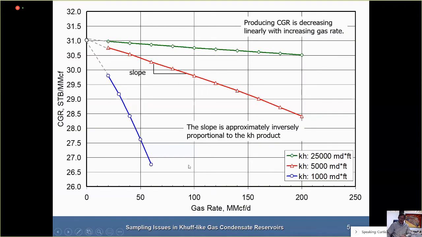So this is a main result from this. If you have basically low KH, that means you have larger drawdown, and you see a much more significant variation during the testing of CGR. It's going from 26.5 to just short of 30. It should be around 31. And this is for a high KH well, where there's much lower drawdown, even though the rates are much higher.